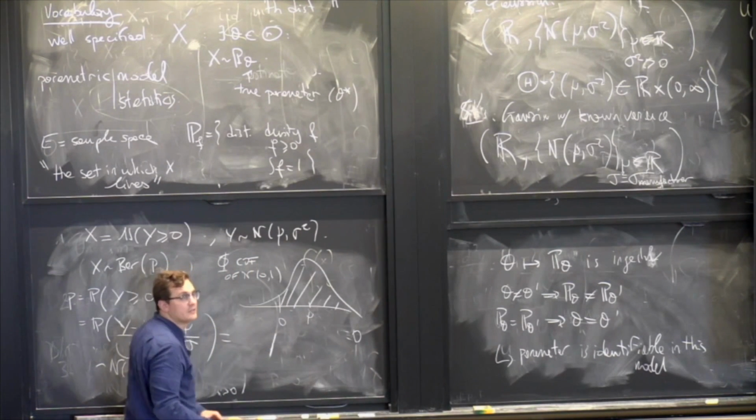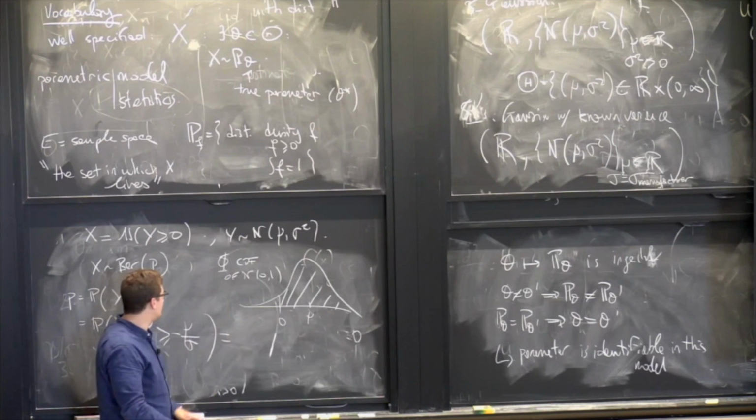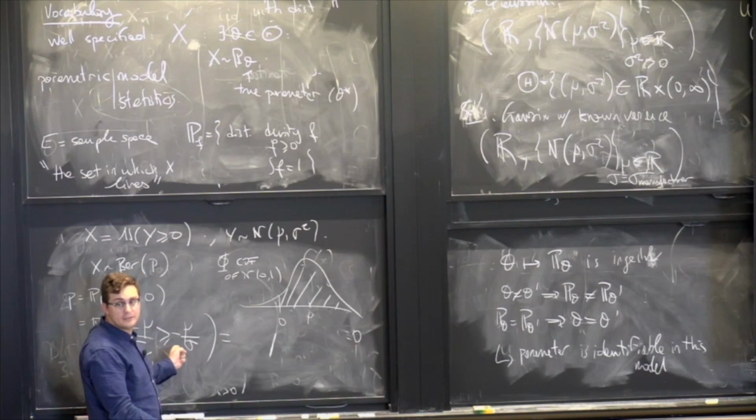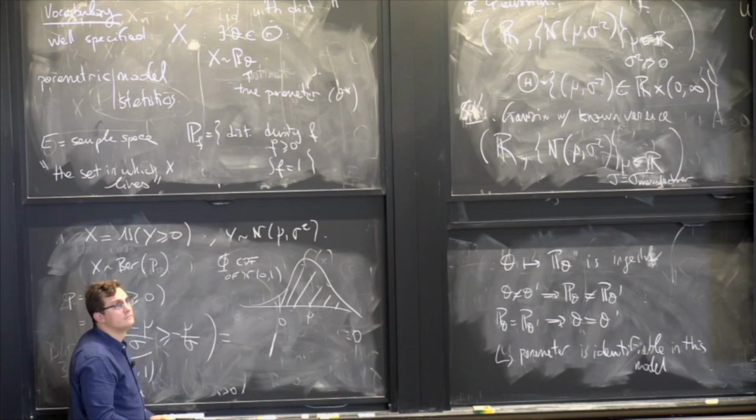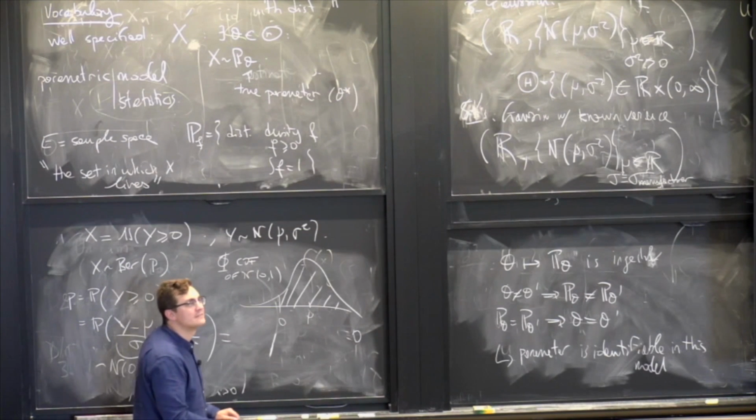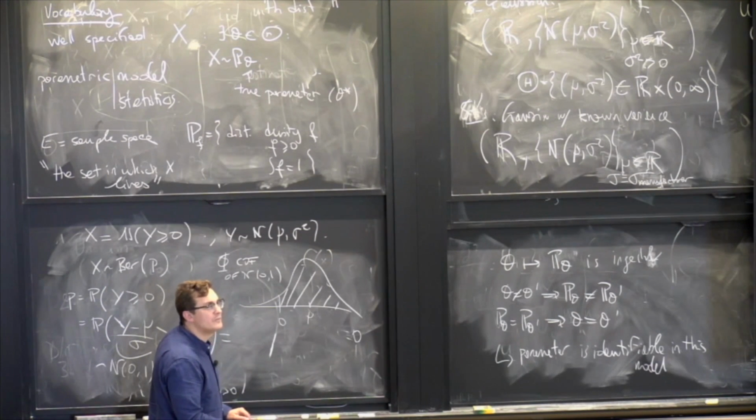Like we did in the first lecture. So if I do this cumulative distribution function, what is this probability in terms of phi? Well, that's what your name tag says. 1 minus mu over sigma. What happened to phi in this?